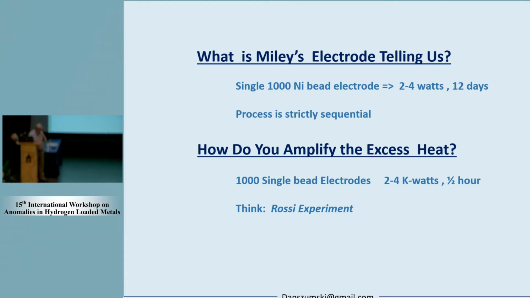I want you to think about this in terms of Rossi's experiment. Remember Rossi's shelves there with all of his reactors on them? Rossi had unknowingly discovered this. He was putting a lot of independent reactors in parallel and increasing the amount of energy that you get out of them. I have some ideas on how one might design a reactor like this.